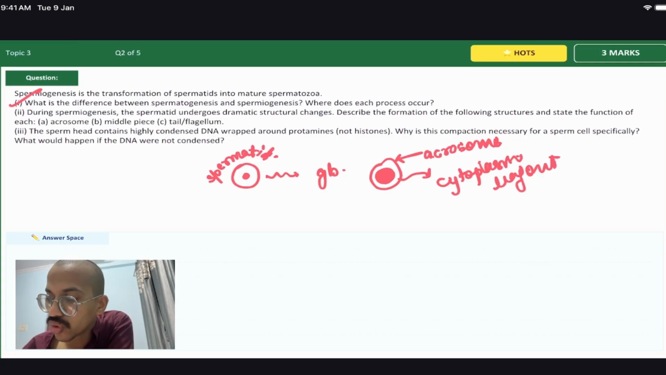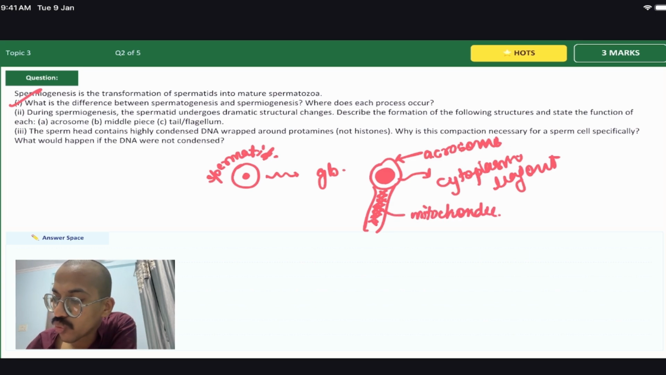Okay, so the acrosome is formed by Golgi bodies. Middle layer will be what? All the mitochondria will go and attach at this area. That's why the cytoplasm is getting very less, because they are extending themselves within the same area. So mitochondria will align themselves into what? Into the middle piece area.